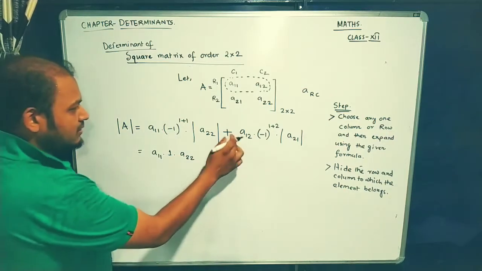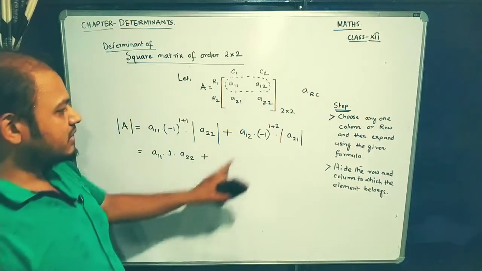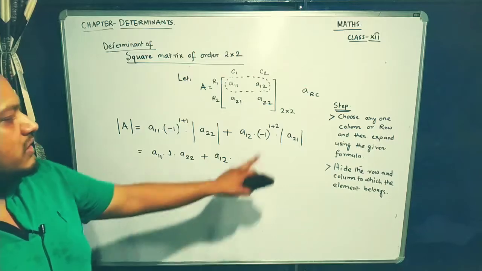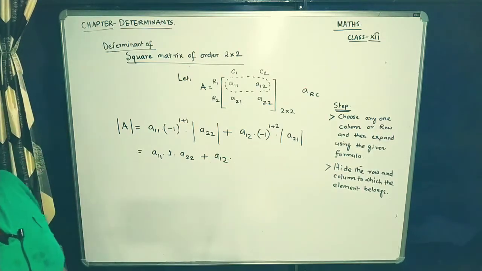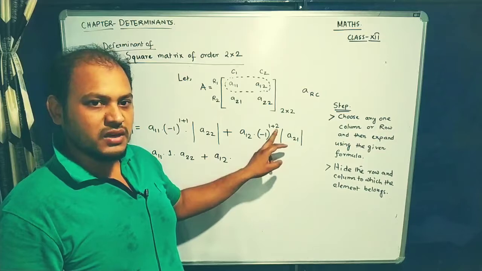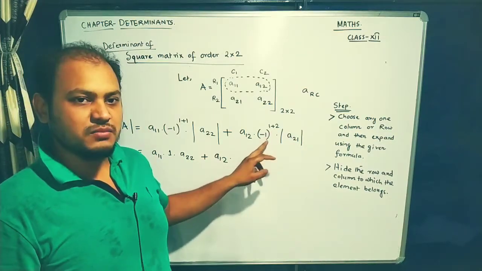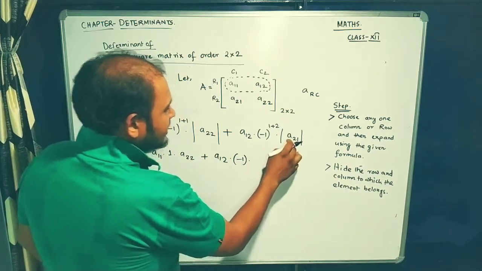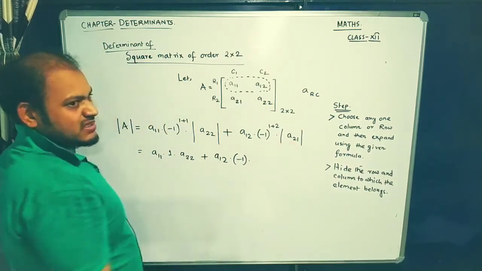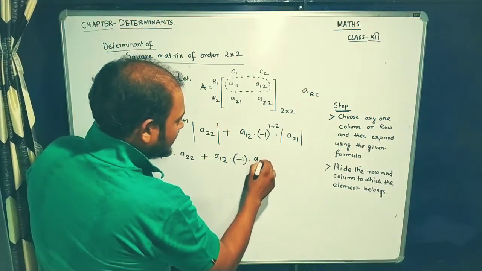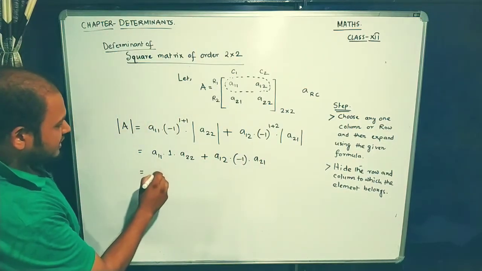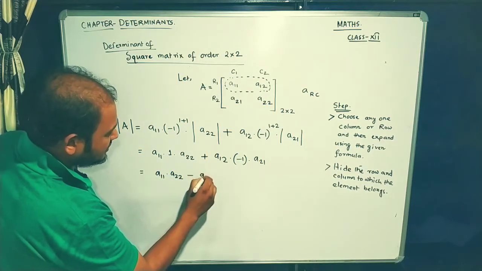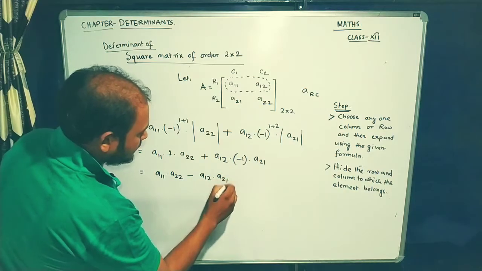Fine. Then we have a plus sign here. Then we have A12 into what is minus 1 to the power 1 plus 2? 1 plus 2 is 3. 3 is an odd number. Minus 1 to the power any odd number is minus 1. So we have a minus 1 here. And then similarly, determinant of a square matrix of order 1 is the element itself. So we have A21 here also. So simplifying it, we have A11 into A22 minus A12 into A21.